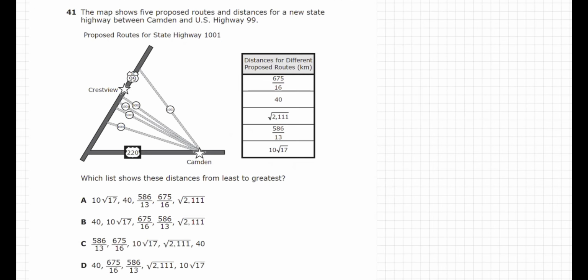Question number 41. The map shows 5 proposed routes and distances for a new state highway between Camden and U.S. Highway 99. Proposed routes for State Highway 1001. Which list shows these distances from least to greatest?